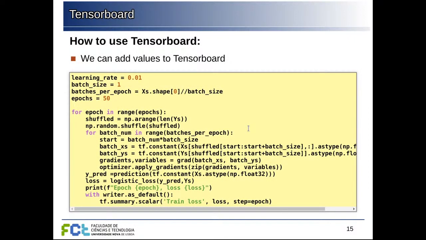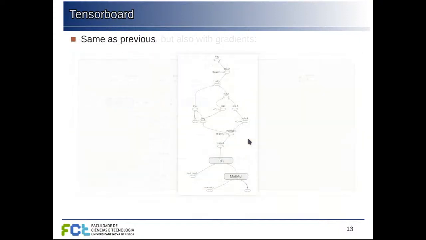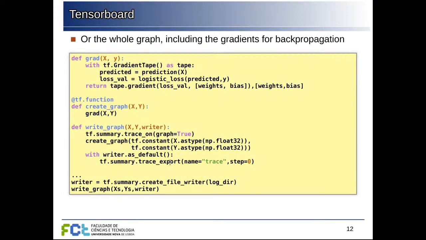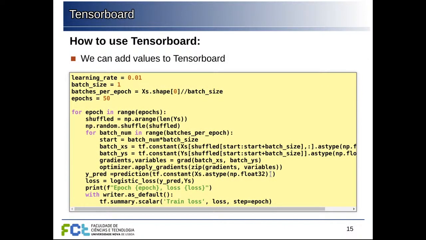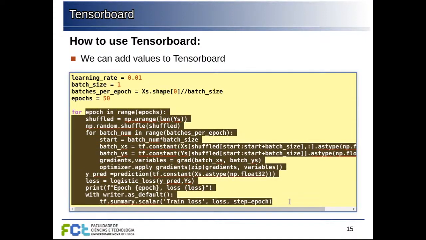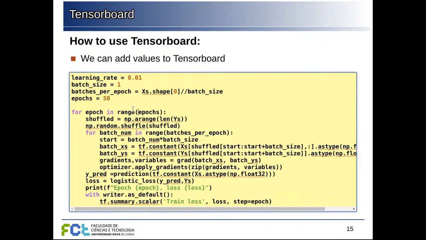We can also add values to TensorBoard. When we write things in the logs, we also need to give one step argument there. In this case it was 0 because this was just to export the graph. But you can use this step argument to indicate the x value for plotting anything. So in this case we're going to do 50 epochs of training, and we're going to use the current epoch as the step for plotting the training loss.